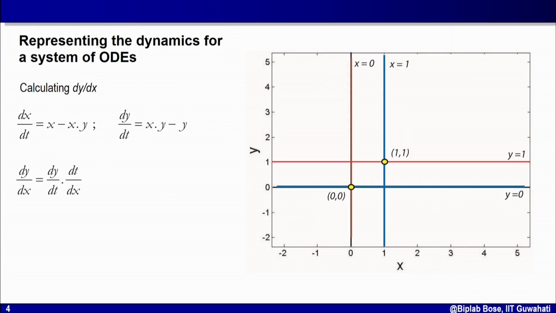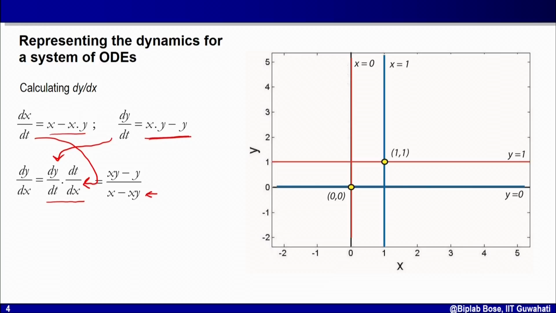So dy/dx I can write as dy/dt into dt/dx. Now dy/dt is already given from the original ODE, and I can invert dx/dt to get dt/dx. So what I get is (xy minus y), this is dy/dt, into the inverse of this one. So the inverse of this one is here. So I have dy/dx, which I calculated from dx/dt and dy/dt.